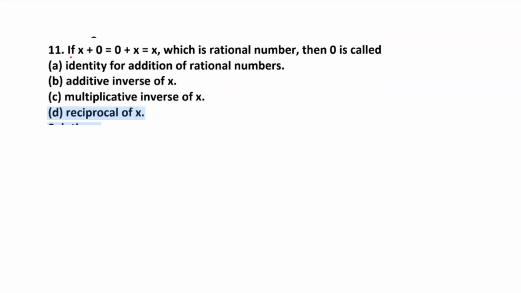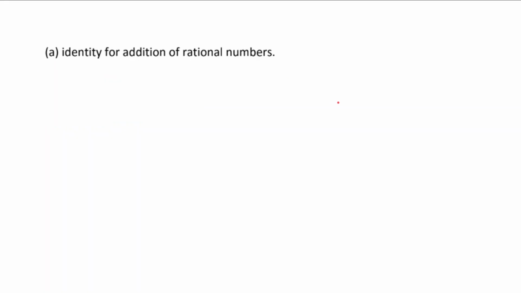Now let us solve this. If x plus 0 is equal to 0 plus x is equal to x, which is a rational number, then 0 is called as. Okay, this is the definition of what? This is additive identity, isn't it? It is the identity for addition of rational numbers. This by definition we have already seen in a previous problem. This is the definition for additive identity. Okay. Now you correct your solution.